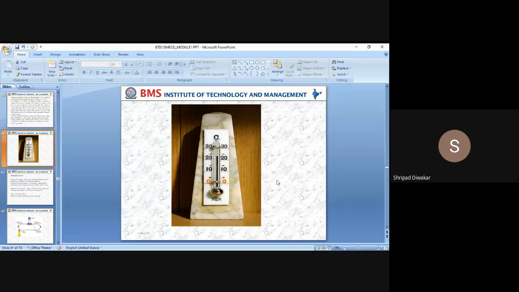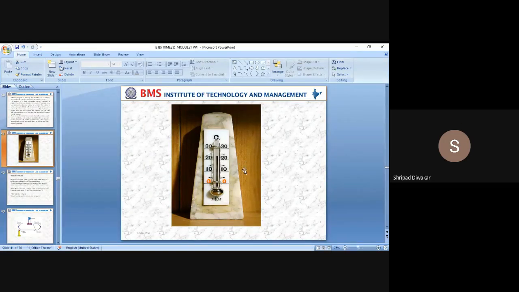Okay, and the second one is it can be conveniently seen in the capillary tube. Suppose you use some other fluids, it is very difficult to see the rise or fall of the liquid level in the thermometer. So mercury can be easily seen in the capillary tube.